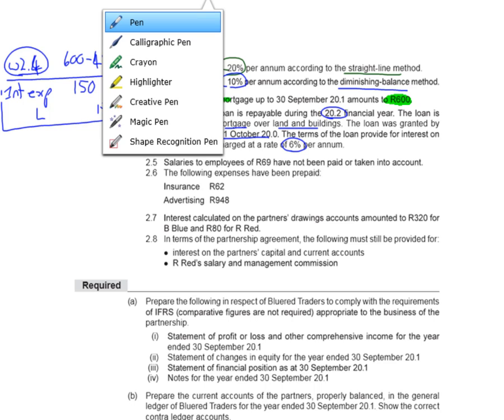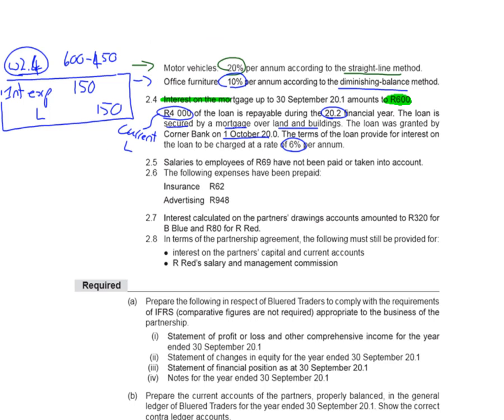Next up, we then have salaries to employees of 69 Rand have not been paid or taken into account. So I'm going to need to do a working 2.5 and make salary expense bigger. Debit salary expense 69. And I'm going to credit, what should we credit? This credits our trade payable, some type of payable, right? We'll see which account it's going to go to a little later.